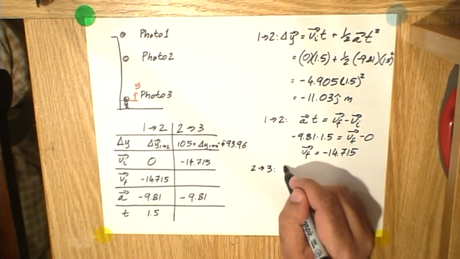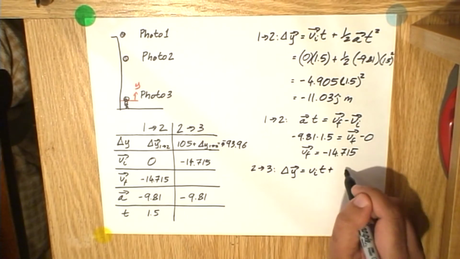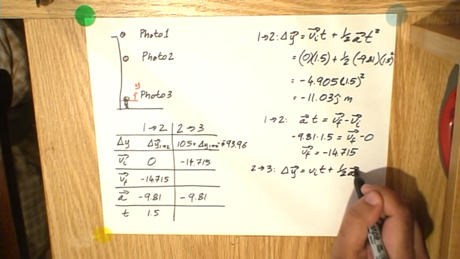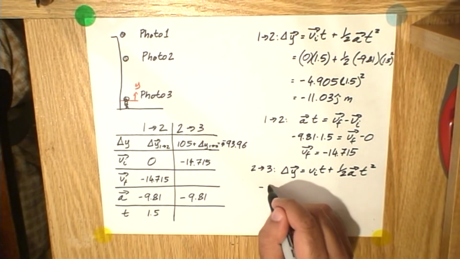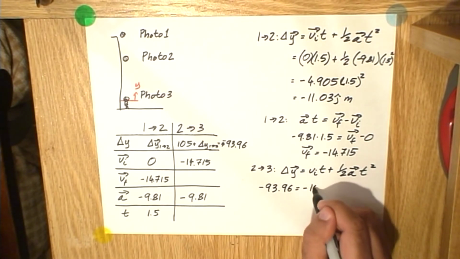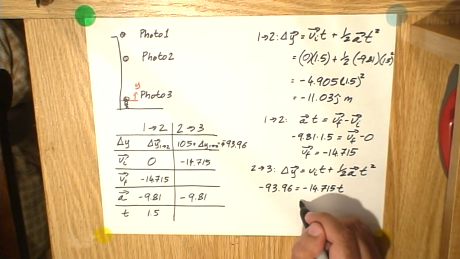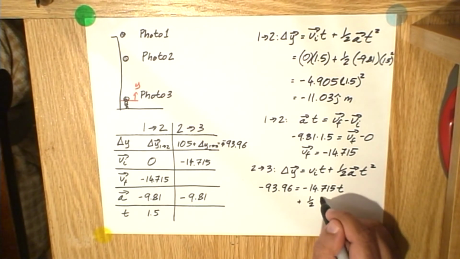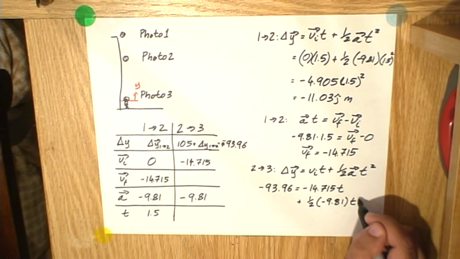we now have toolbox equation 2 that we can use. And we can substitute in all the values that we know. Negative 93.96 equals negative 14.715 times the time, which is unknown, plus 1/2 times the acceleration, negative 9.81, times time squared.